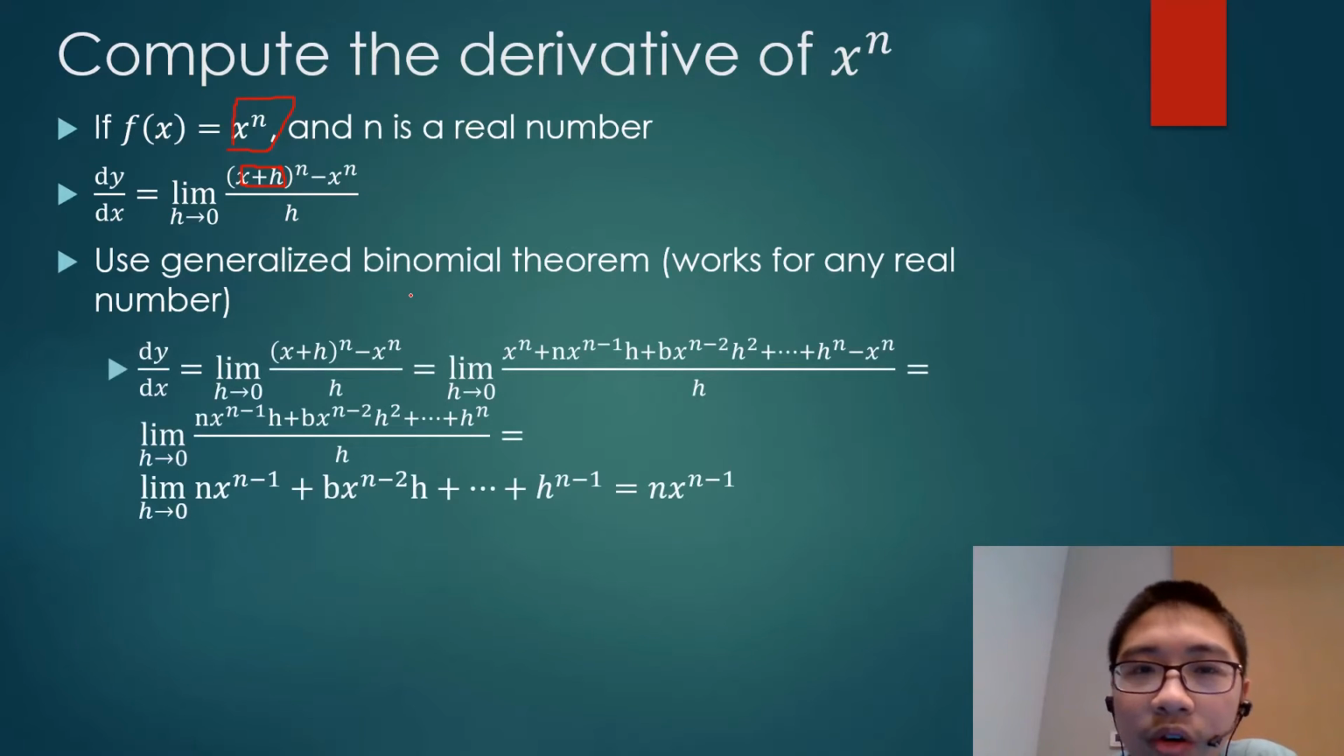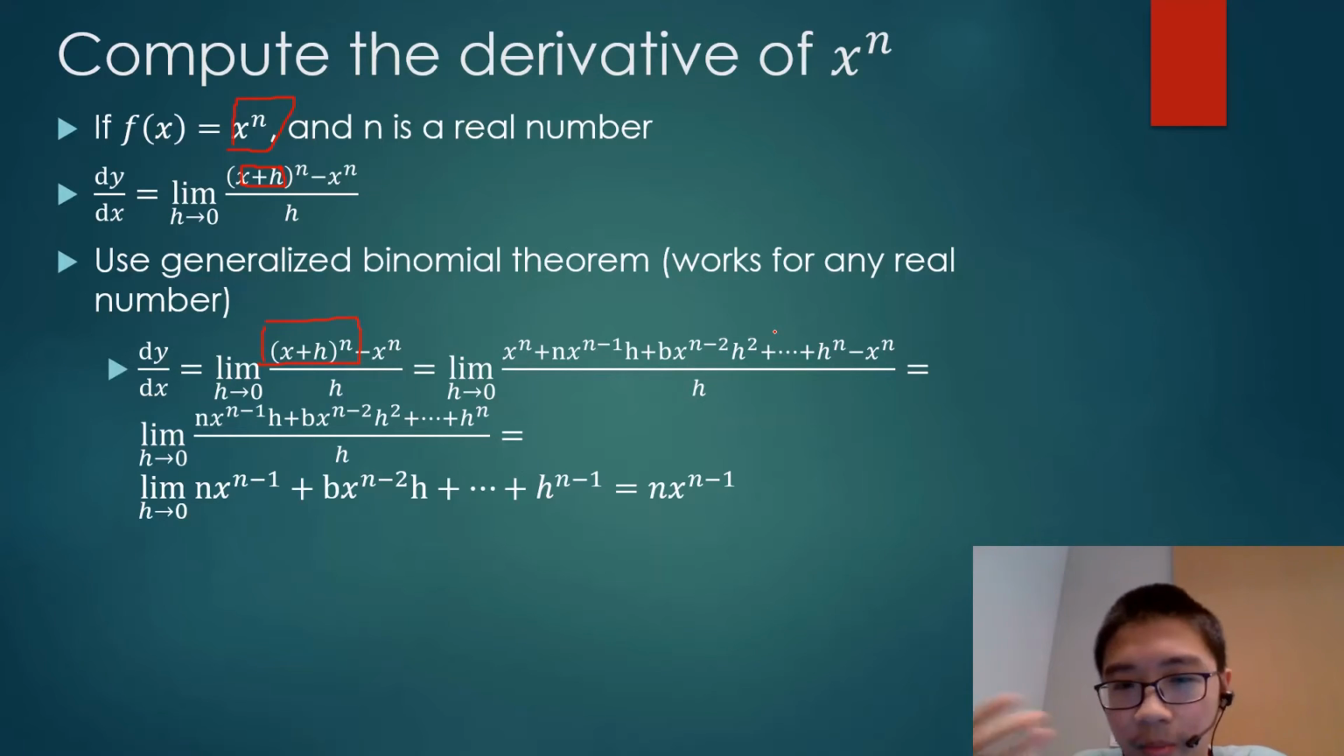By using the binomial theorem, we can expand this expression to the following: x to the nth power, plus n times x to the n minus 1th power times h, plus b times x to the n minus 2th power times h squared, plus a bunch of terms containing some constant times x to some power times h to some power, plus the last term, which is h to the nth power, and then we subtract x to the nth power, over h as h approaches 0.